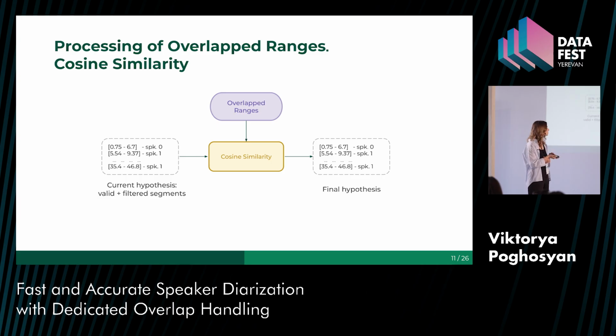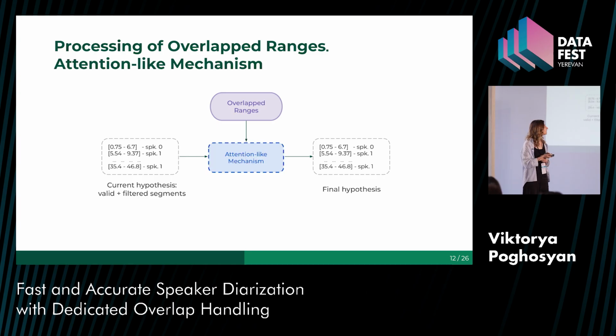Then we process overlapped ranges. We also calculate similarity score between each overlapped range and the current hypothesis, which already consists of approved segments and filtered segments. And as labels, we select the top 2 labels with the highest similarity scores. We did an experiment. We tried to use an attention-like mechanism instead of cosine similarity, and we updated the hypothesis in the same way as previously.